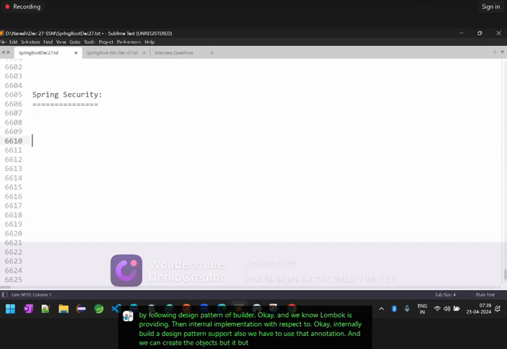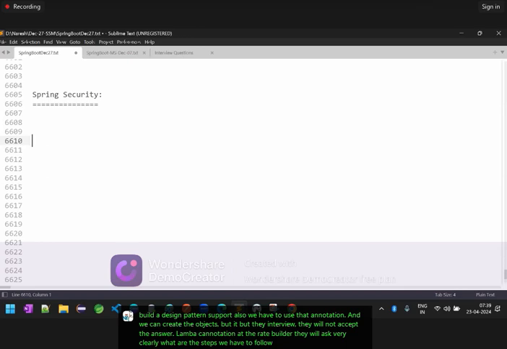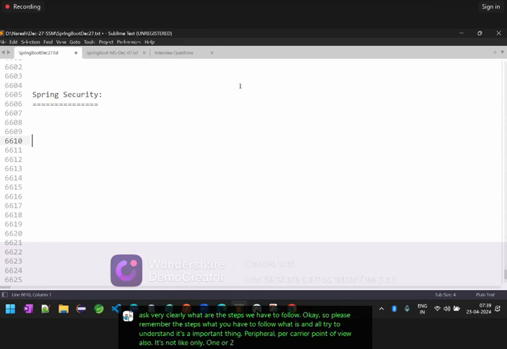But in an interview, they will not accept the answer about the Lombok @Builder annotation. They will ask very clearly what the steps are that we have to follow. So please remember the steps you have to follow. Try to understand it. It's an important thing from the point of view of your entire Java developer career. It's not like we will use it in only one or two places. We will use it everywhere, most of the time.